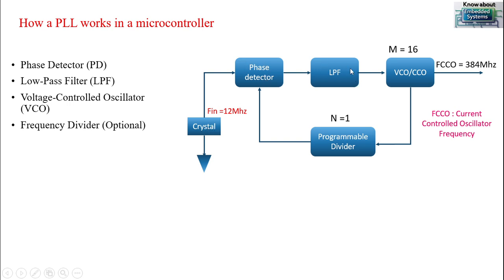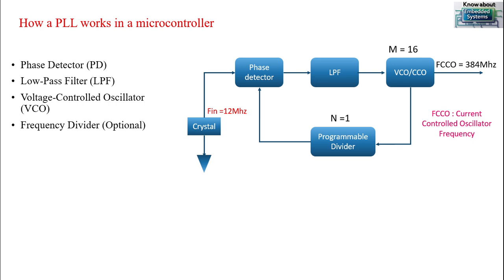The third one is a low pass filter. The fourth one is a VCO or CCO. VCO stands for voltage controlled oscillator, and CCO stands for current controlled oscillator. Then we have a divider here. We have a feedback path and also one divider here. So this is a simplified block diagram of your PLL.